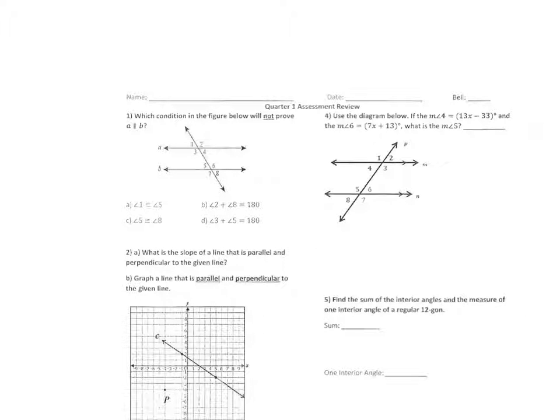This is a video of the Q1 assessment review for geometry. So when you look at it, angle 1 and 5 are corresponding, 5 and 8 are vertical. These two are same side exterior and these are same side interior. So the one that cannot prove lines are parallel are the vertical angles, C.